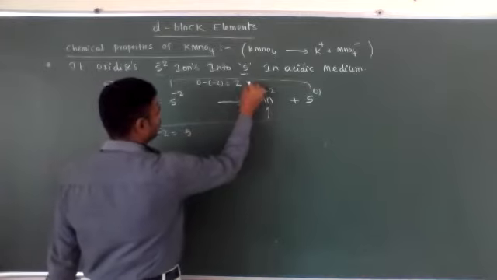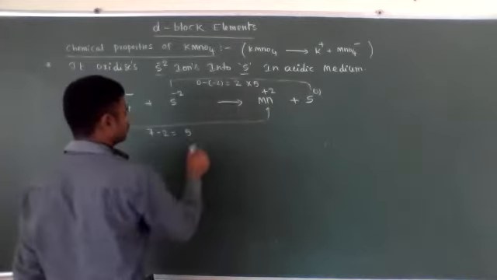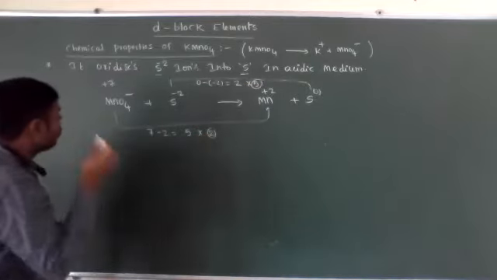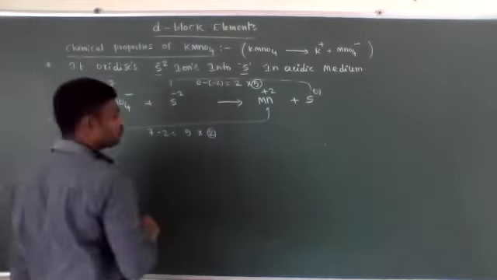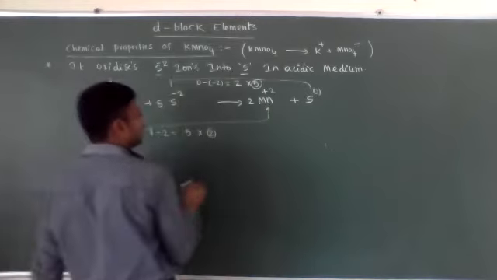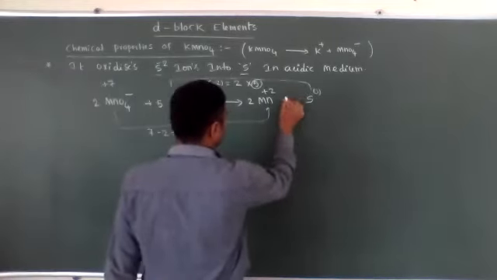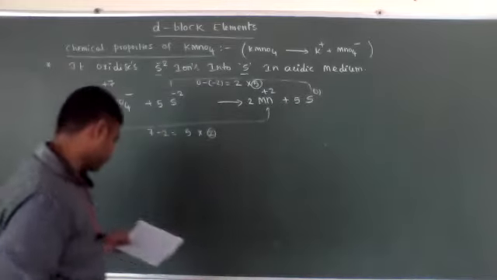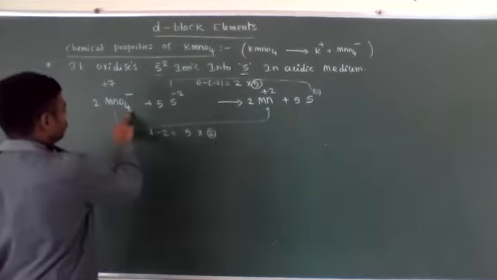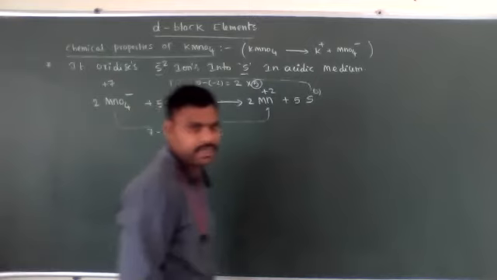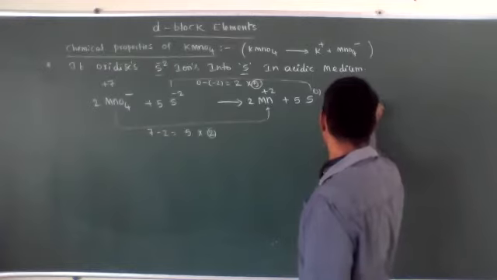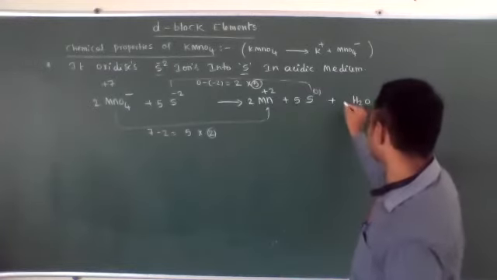So the above equation we need to multiply with 5 and this we need to multiply with 2. Now it is 2 moles of MnO4 minus gives 2 moles of Mn+2, and 5 moles of sulfide ions form 5 moles of sulfur atoms. Next we need to balance oxygen atoms. In acidic medium, for balancing of oxygen atoms, at the opposite side we need to add water molecules. How many? 4 oxygen atoms are present, means 4 water molecules.